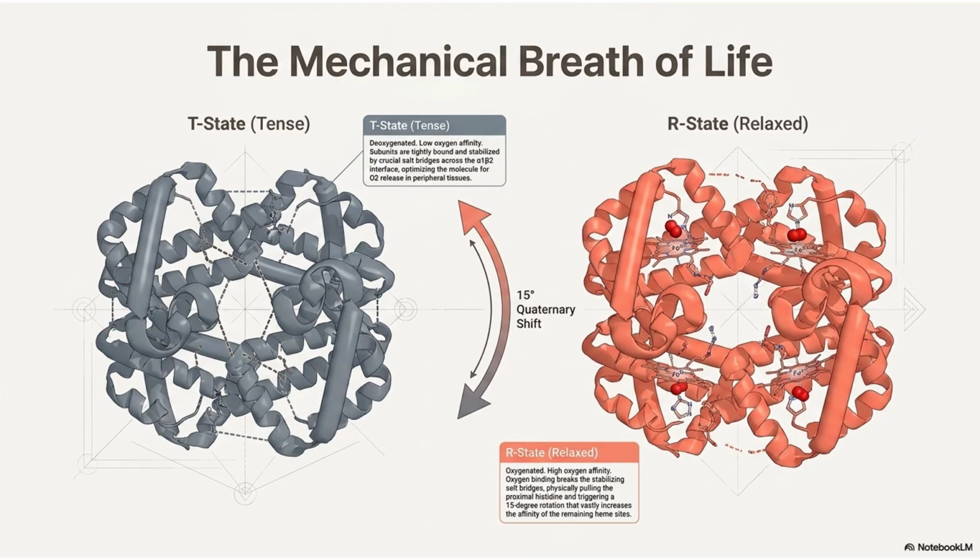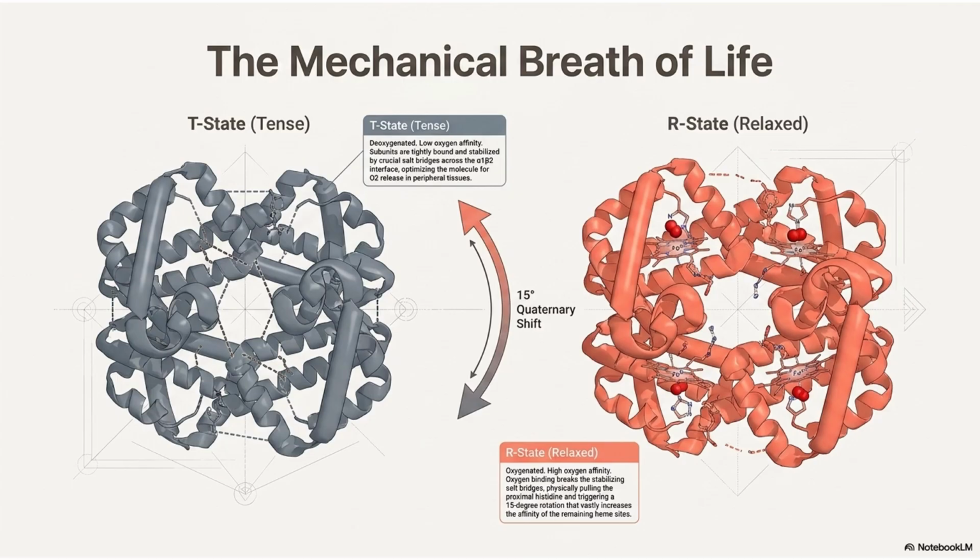And this ability to switch between the two structural states allows hemoglobin to load oxygen efficiently in the lungs and unload it efficiently throughout the body. It's a beautifully engineered molecular system. Many disease-causing hemoglobin variants work because they interfere with this normal structural flexibility.